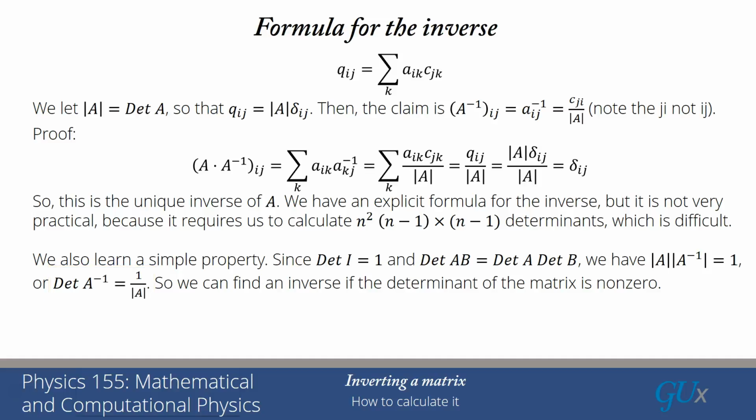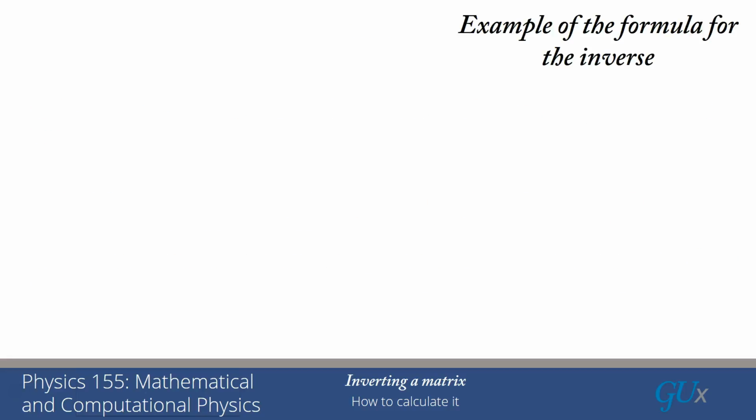And this tells us that we can find the inverse of a matrix if the determinant of the matrix is non-zero. If the determinant is 0, then the determinant of A inverse would be infinity, and it effectively is telling us that there is no A inverse that we can find. But otherwise, the determinant is a finite number, and so we indeed can find the inverse matrix A inverse.